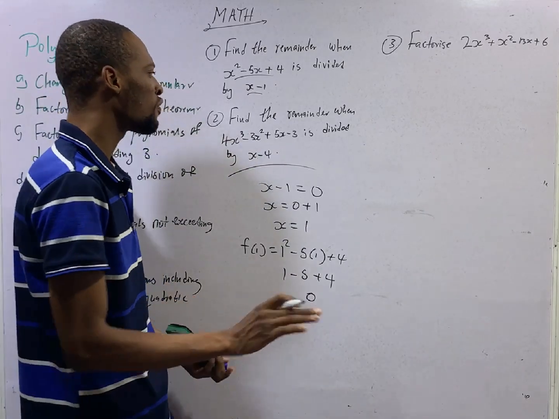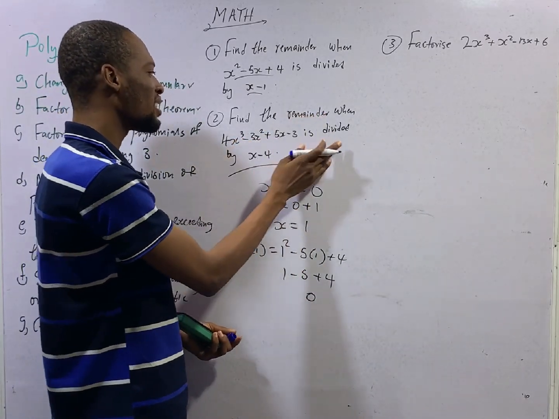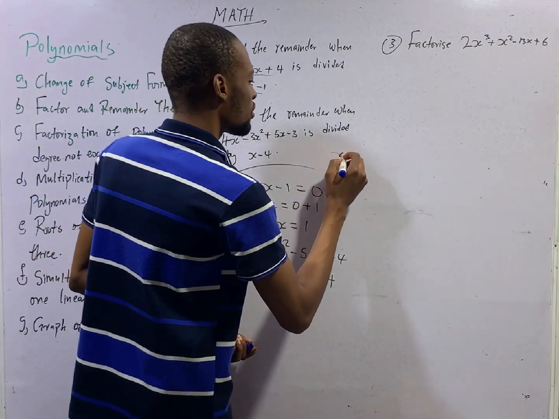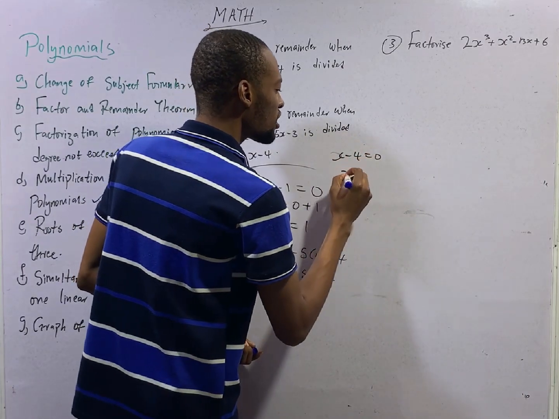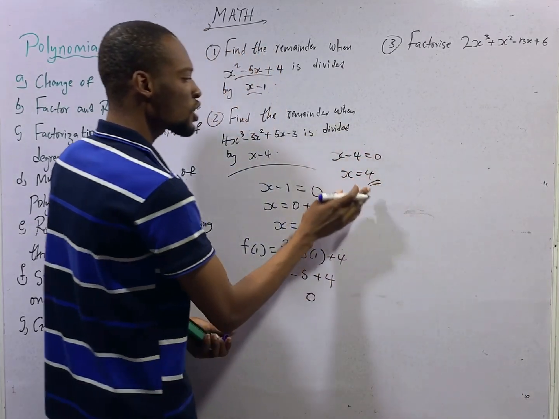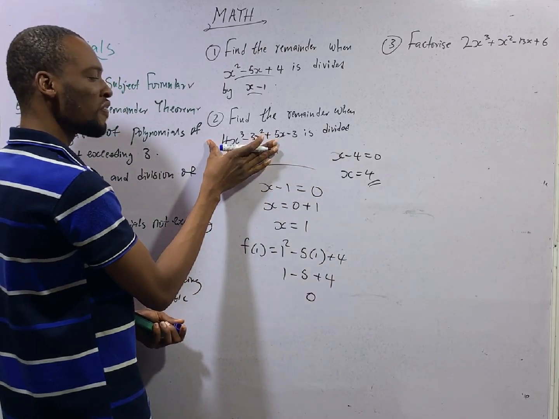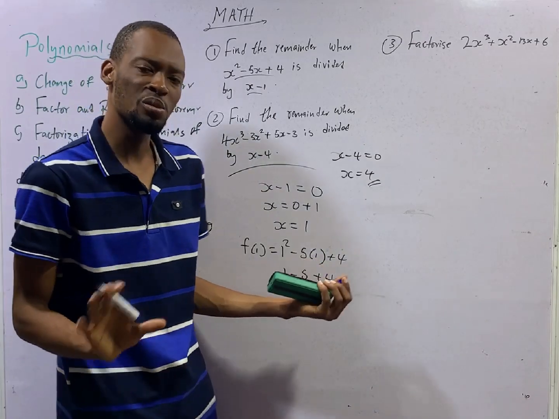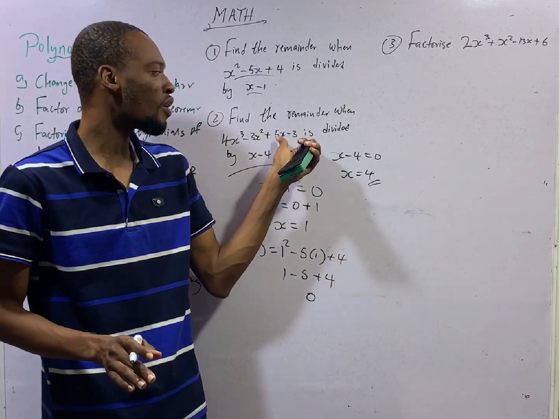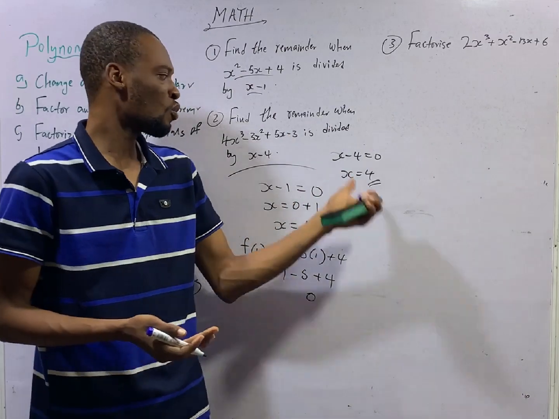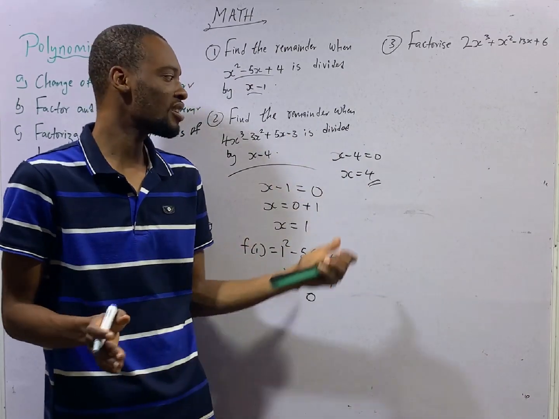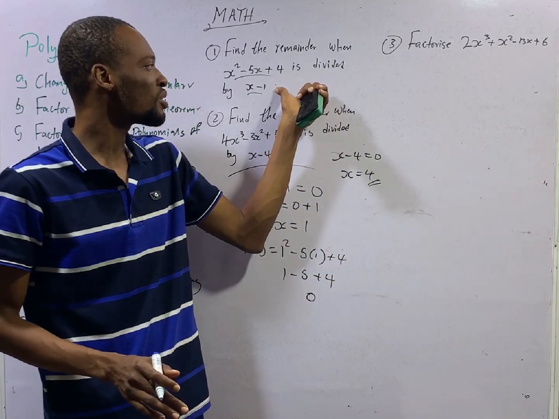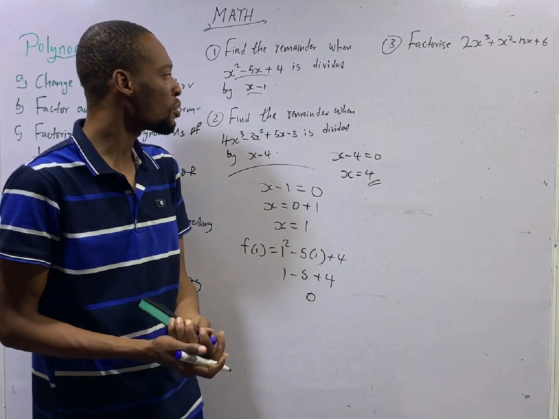Similarly, if you are asked to find the remainder when this is divided by this, you equate the divisor to 0. So s minus 4 equals 0. It means s equals 4. Substitute 4 for all the values of s here. Your answer will be the remainder. If it is not 0, it means that this is not a factor of the polynomial. But that is not your problem. Once you substitute, anything you get, that is the remainder. Interesting, right? And this is the type of question you get most times in JAMB when it comes to polynomials.